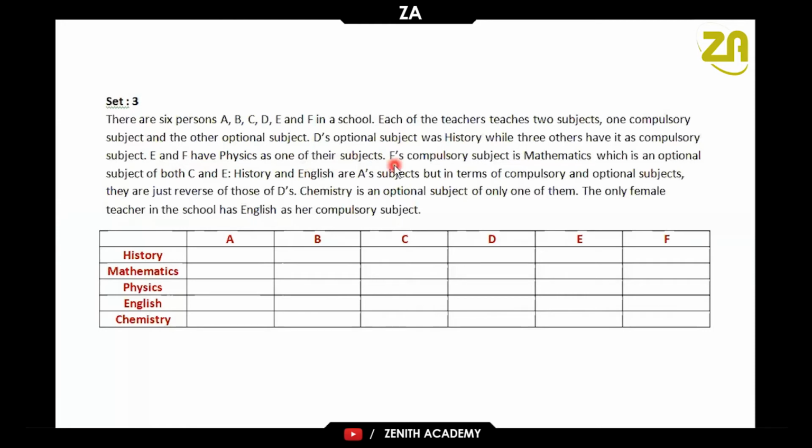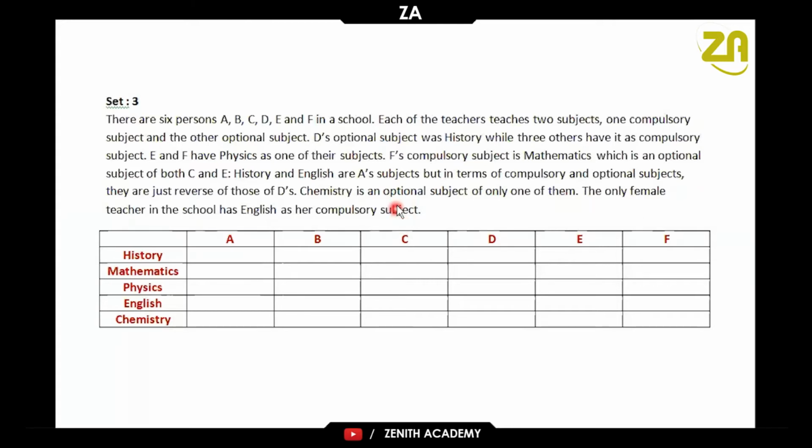F's compulsory subject is mathematics, direct information, which is an optional subject of both C and E, direct information. History and English are also subjects, but in terms of compulsory and optional subjects, it is direct information. They are just the reverse of those of D's, again direct information. Chemistry is an optional subject of only one of them. Again, it is indirect information. The only female teacher in the school has English as her compulsory subject. Again, indirect information. So how to deal with this?